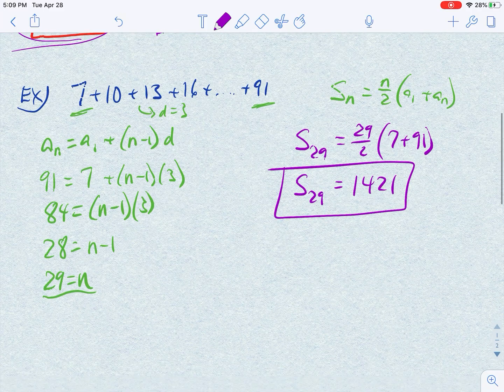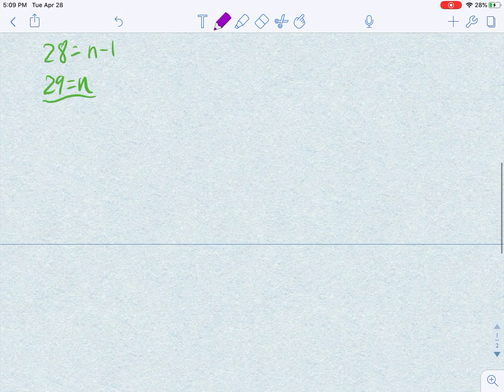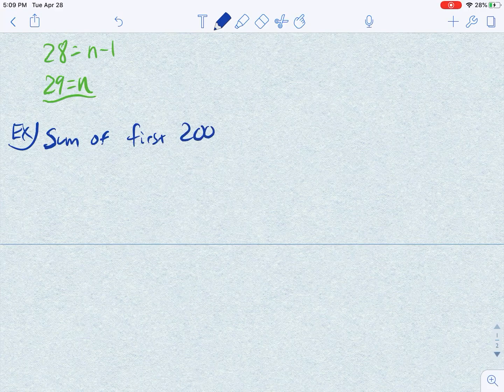So wrapping this one up, sum of these 29 terms is 29 over 2 times 7 plus 91, and that gets us 1,421. Okay, two more problems. Next up.